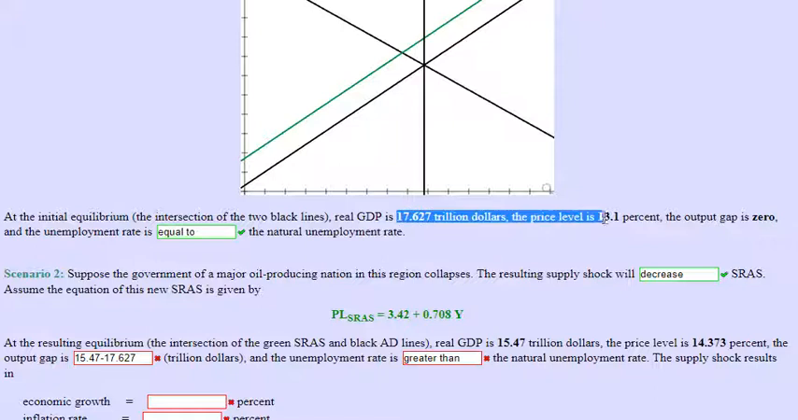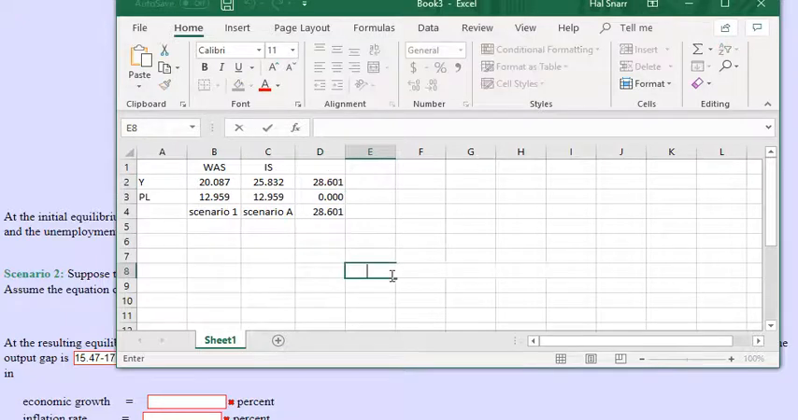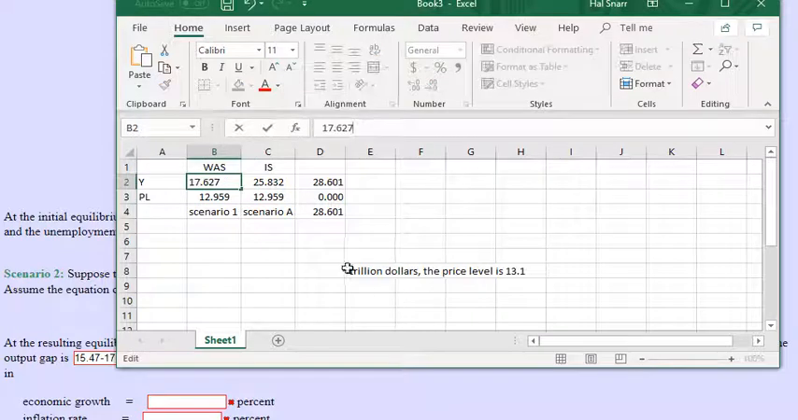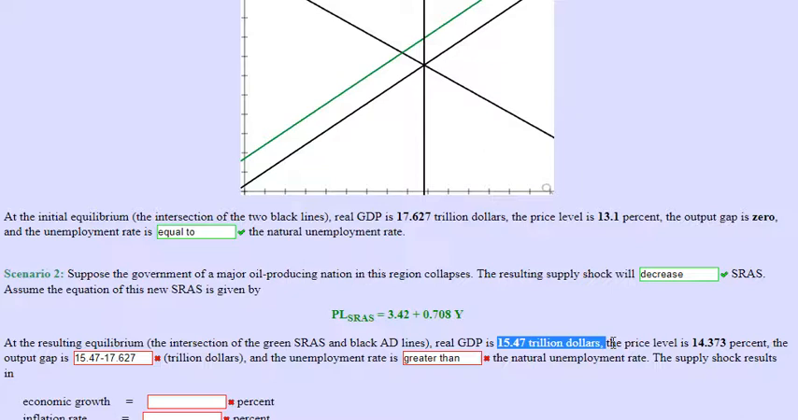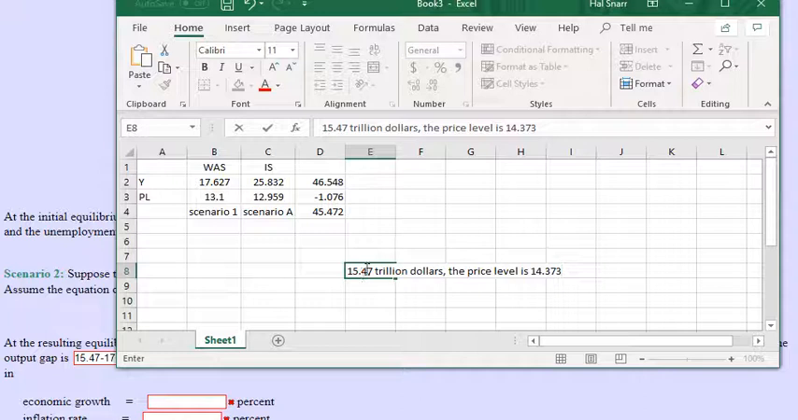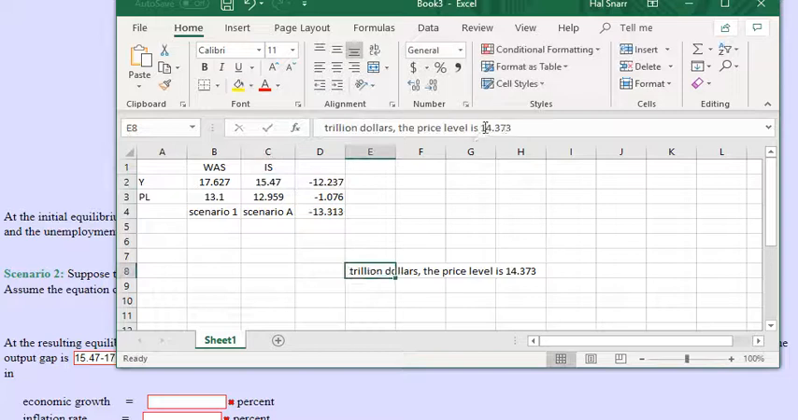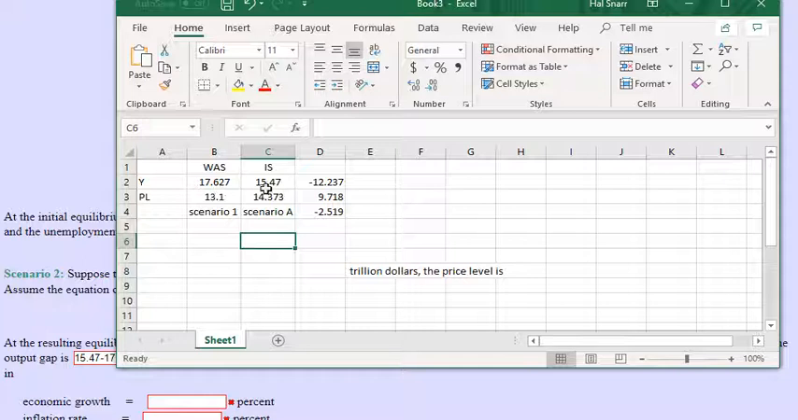Let me get the initial and final price. This is the initial price level. I'll copy that to Excel. So GDP was, the price level was, and let's get the new price level. The price level and the GDP level now are, so GDP is now that value, and the price level is now this value. So GDP fell, right? And the price level went up because of the supply shock.